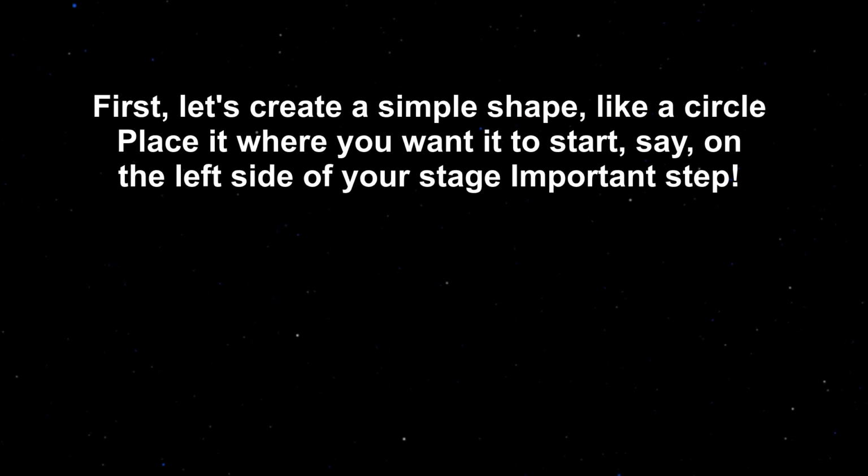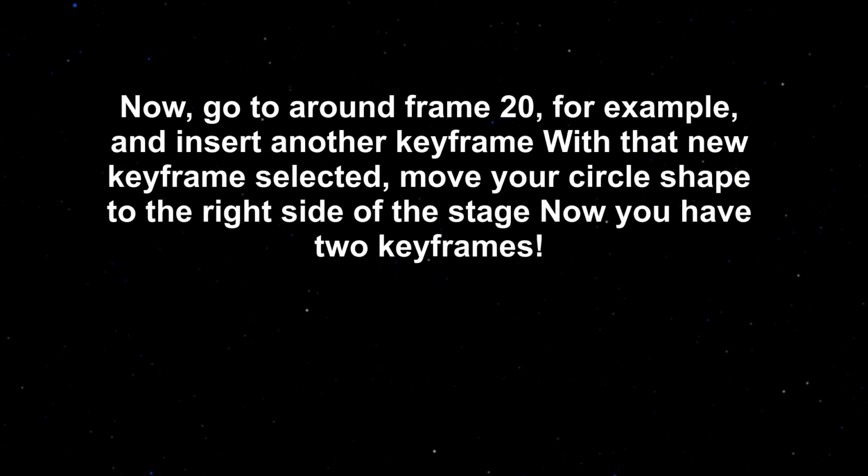First, let's create a simple shape, like a circle. Place it where you want it to start, say, on the left side of your stage. Important step. Now, go to around frame 20, for example, and insert another keyframe. With that new keyframe selected, move your circle shape to the right side of the stage. Now you have two keyframes.